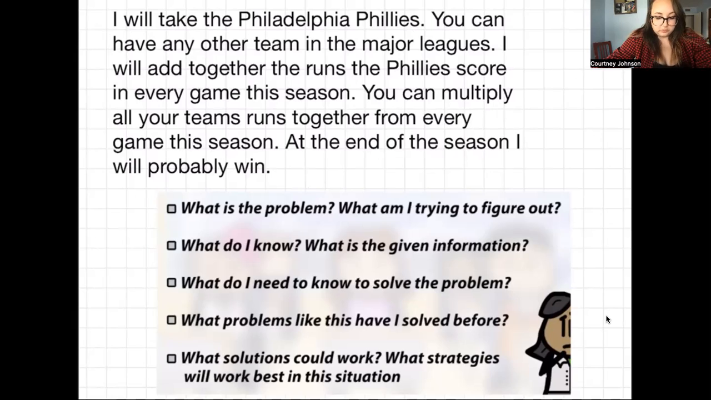So the problem is, I will take the Philadelphia Phillies. You can have any other team in the major leagues. I will add together the runs to the Phillies score in every game this season. You can multiply all your team's runs together from every game this season. At the end of the season, I will probably win.